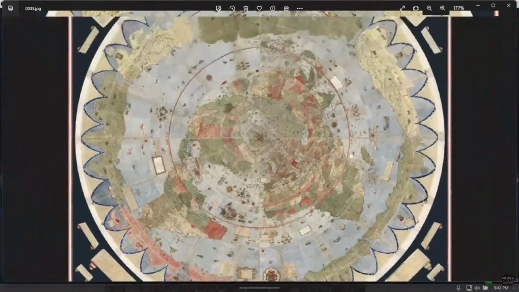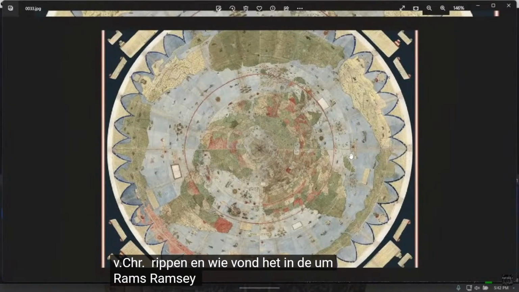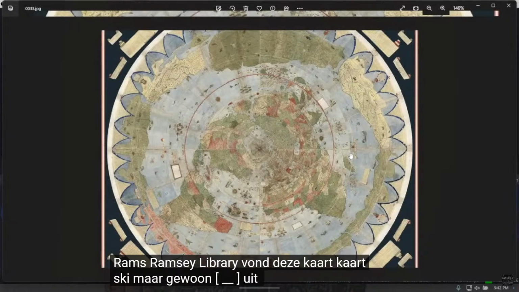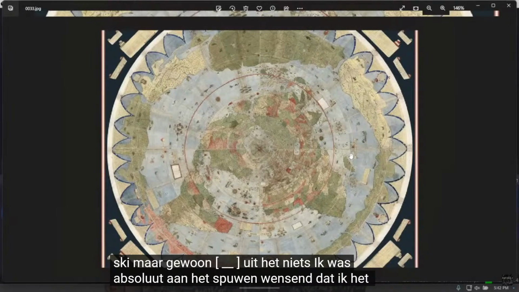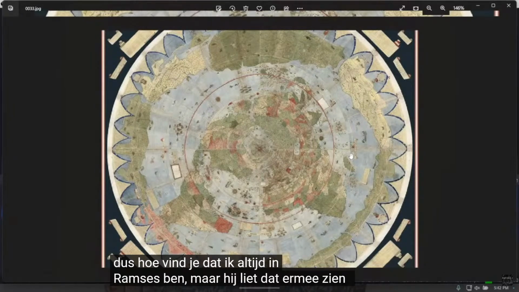So this is a fantastic map. This got found by Rod Skiba, R.I.P., who found it in the Ramsey Library. Rod Skiba found this map? Skiba, just out of nowhere. I was absolutely spewing, wishing I'd found it. So how do you find that? I'm always in Ramsey's. But he showed it, yeah.